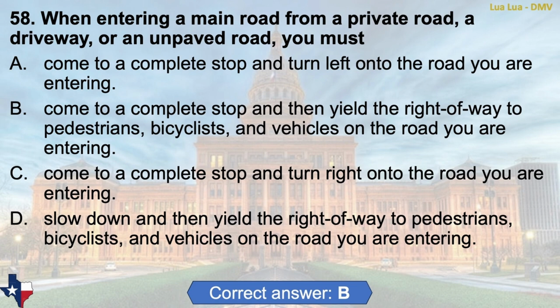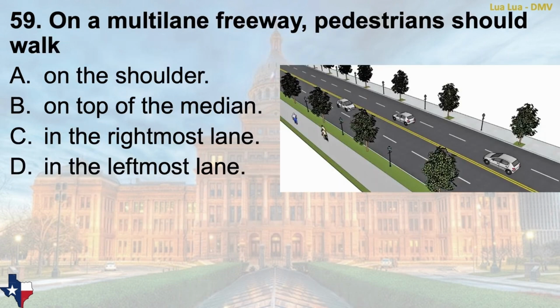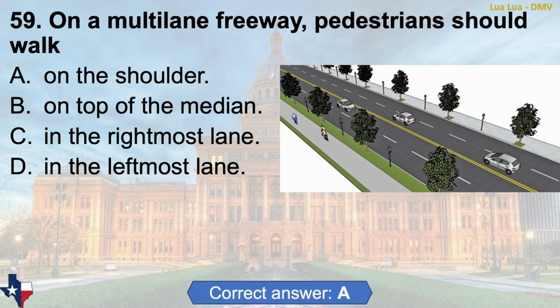entering. Question 59. On a multi-lane freeway, pedestrians should walk. A. On the shoulder. B. On top of the median. C. In the rightmost lane. D. In the leftmost lane. The correct answer is A. On the shoulder.